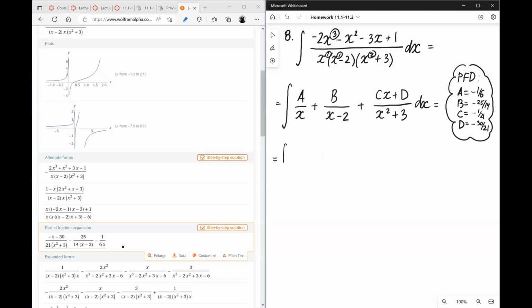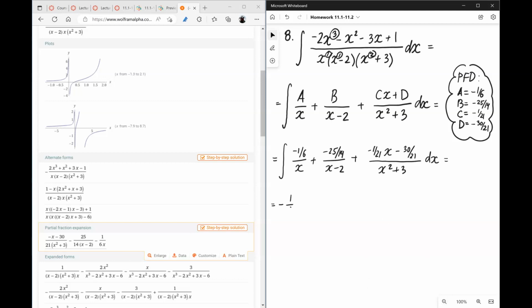My integral becomes very simple. It is -1/6 over x plus -25 over 14 over x minus 2, plus here we have negative 1 over 21x minus 30 over 21 over x squared plus 3 dx. So this is actually 3 different integrals. So I'm going to break it down into 3 integrals.